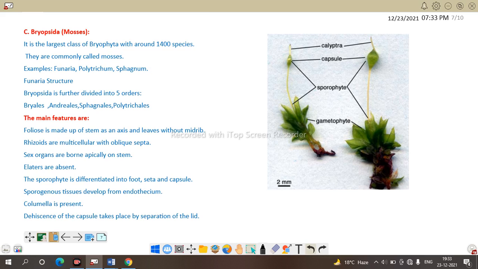Sporogenous tissue develops from the endothecium. Columella is present. Dehiscence of the capsule takes place by separation of the lid. From this portion it is detached, or it breaks and opens, and the spores are released. Bryopsida contain five different orders, including Bryales, Andreaeales, Sphagnales and Polytrichales.